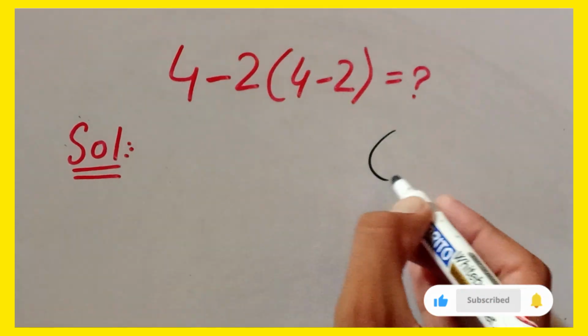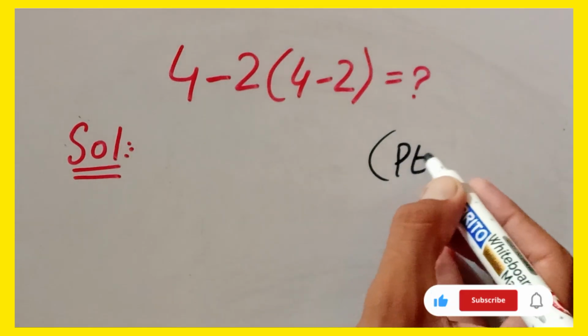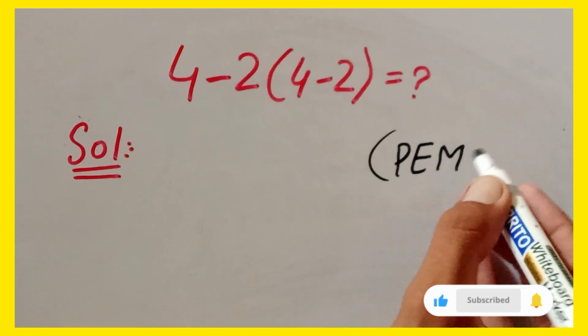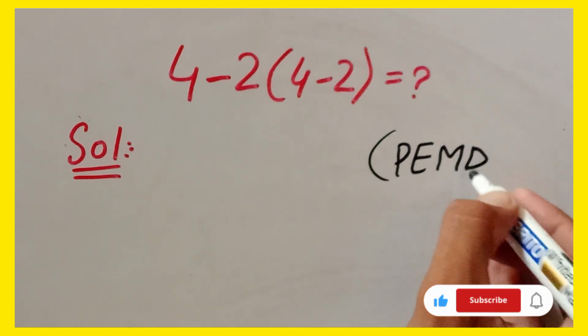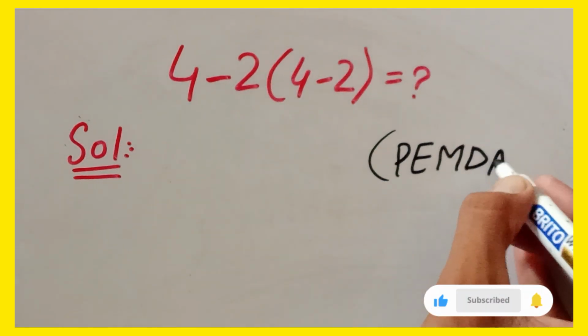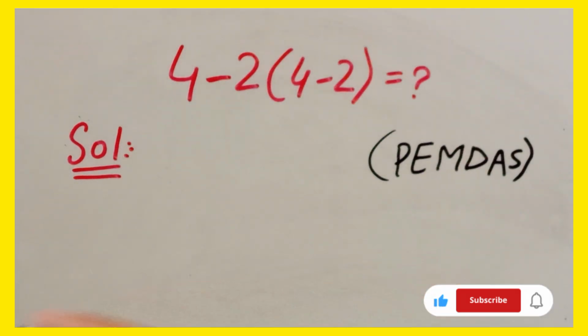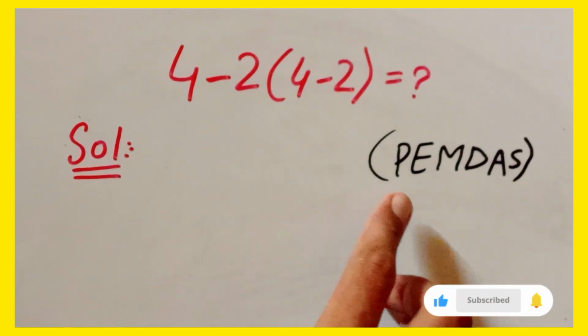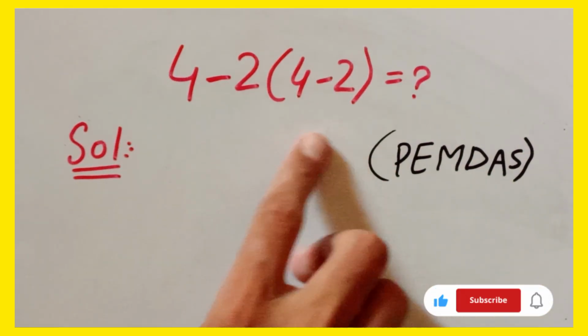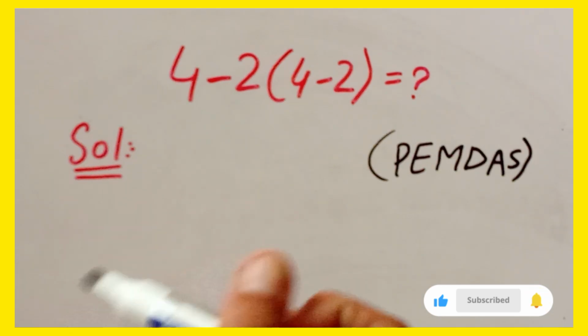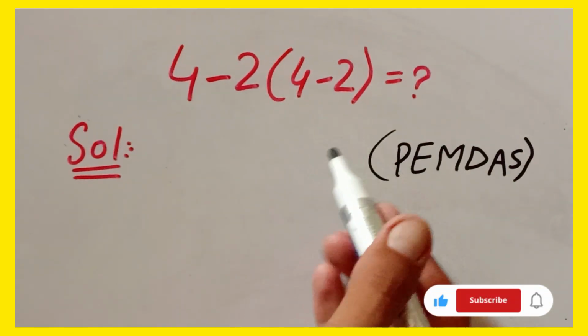Firstly, we should know about PEMDAS, where P stands for parentheses, E stands for exponent, M and D stand for multiplication and division, A and S stand for addition and subtraction. In PEMDAS, parentheses have higher priority than other operations. So firstly, we solve the parentheses.